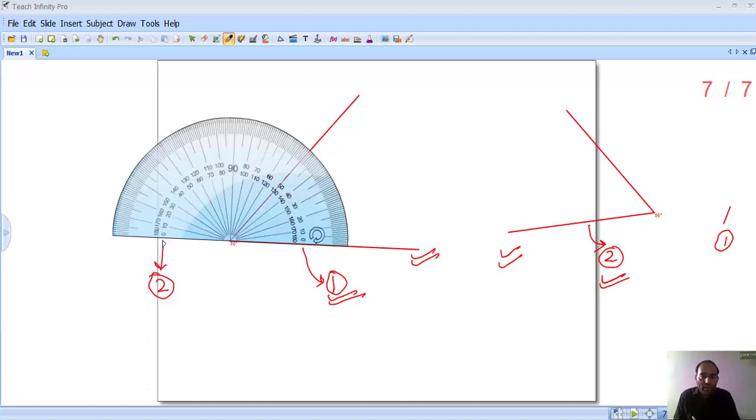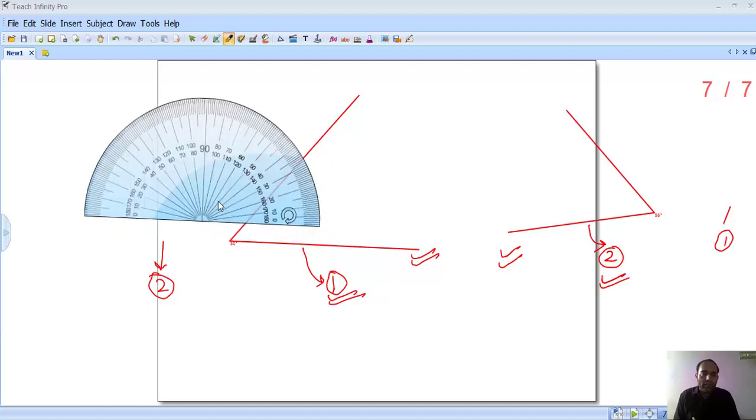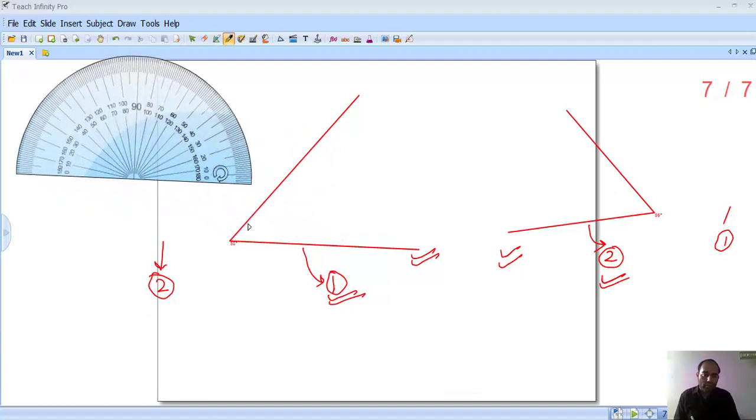Why? Because we are not using the second line, we are using the first line, so we will only see the first line. 0, 10, 20, 30, 40 and 50. So what is the measurement of the angle? 50 degrees. Okay, so I will write 50 degrees here.